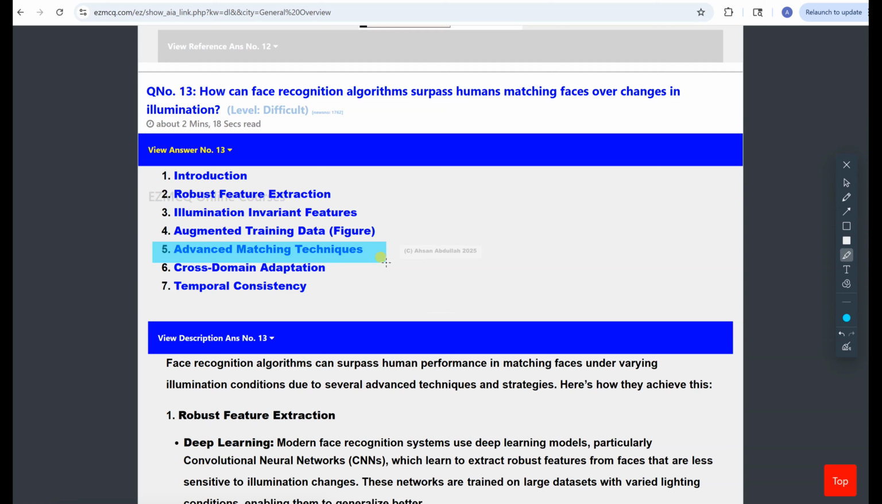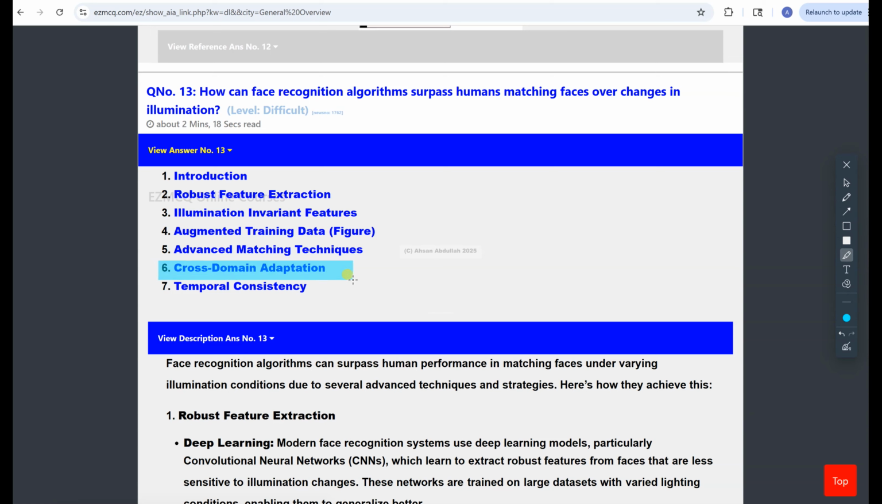So what is the outcome? The outcome is that these methods allow for more reliable and consistent matching than human intuition. Humans surpass machines in certain areas, but this is the specific area, the lighting, where the machines surpass us. And of course, this works when there are drastic changes in the illumination or the lighting conditions.